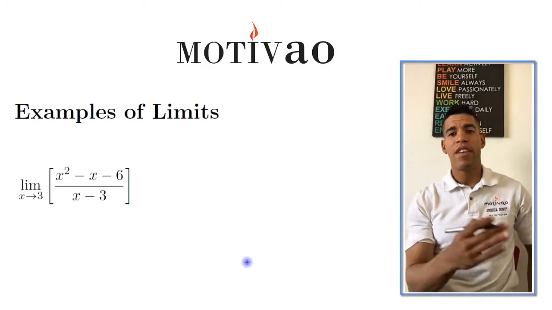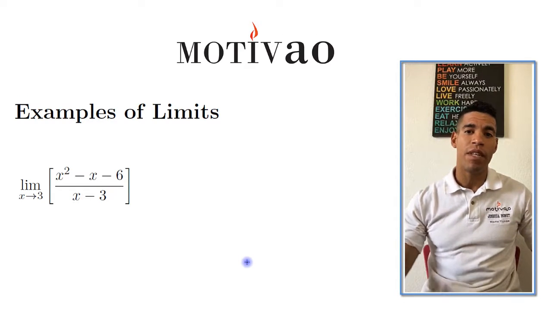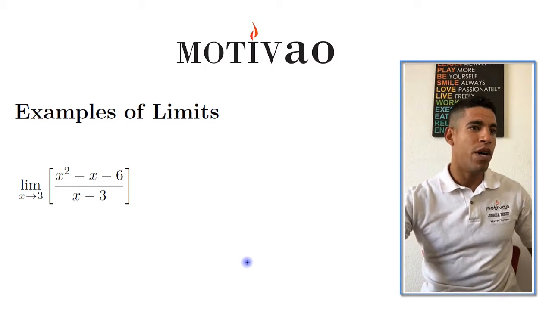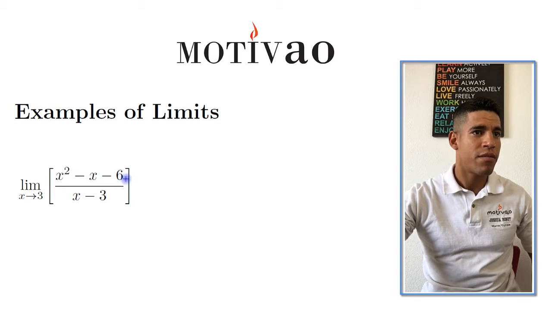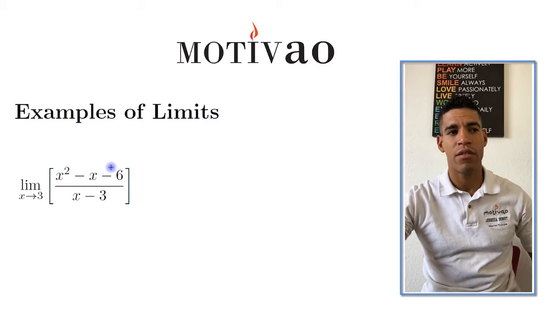Hi guys, like I promised yesterday, today we're going to do some examples of limits. Okay, we're going to start with this one. It says the limit when x approaches 3 of x squared minus x minus 6 over x minus 3.